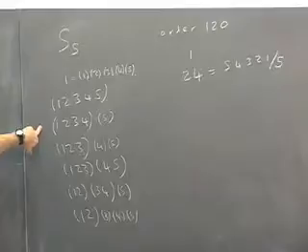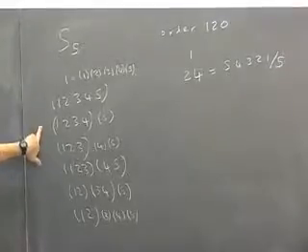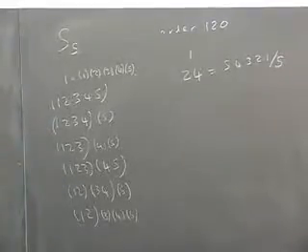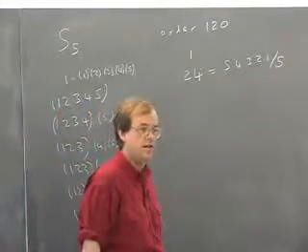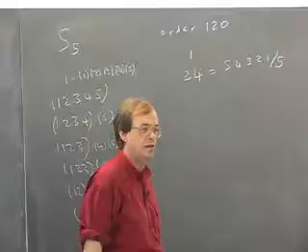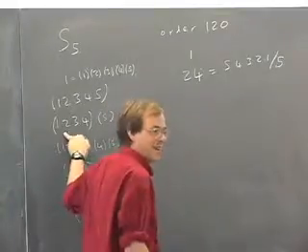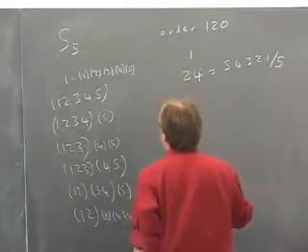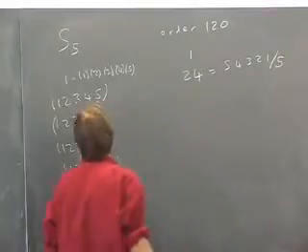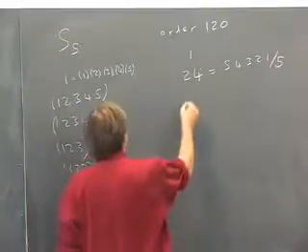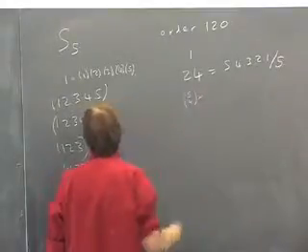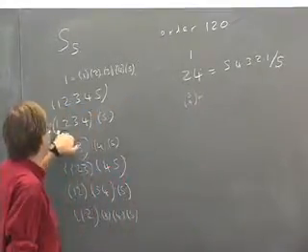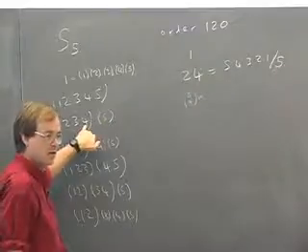How many 4 cycles are there? 30? You could well be right. So how did you get that? I did 5 choose 4, because you get to pick the 4 elements out of the 5 for the 4 cycle. And then multiply by 4 factorial divided by 4, which is 3 factorial.